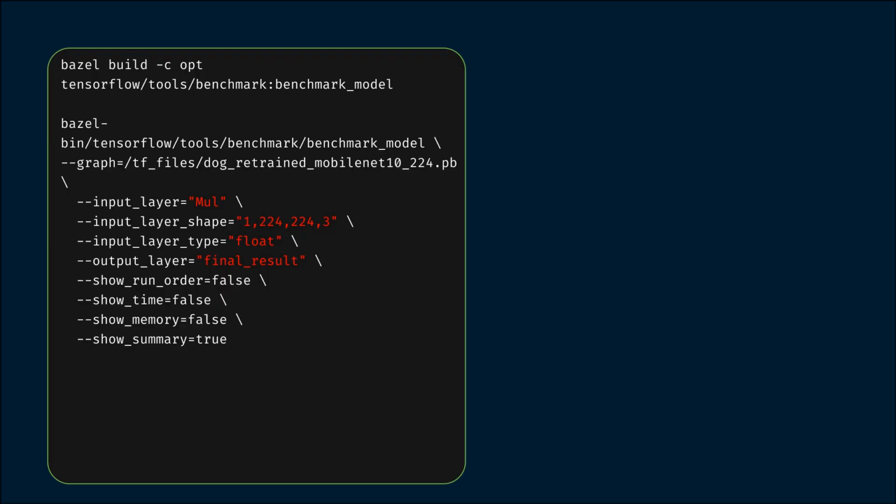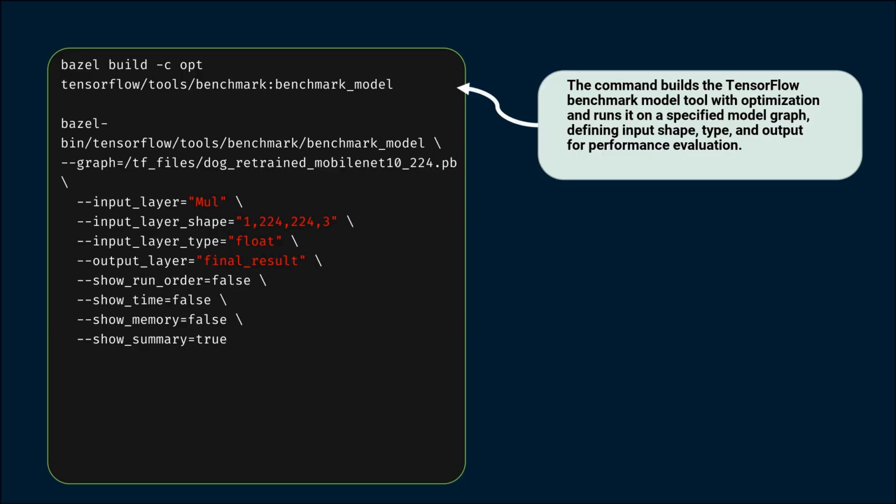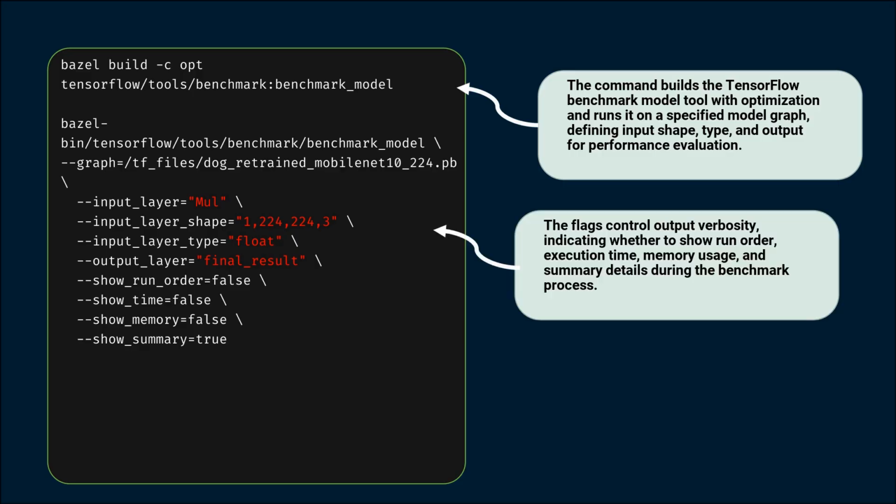Now let's implement the benchmark tool to assess our Mobilenet model's performance. First, we need to build the benchmarking tool using the Bazel build system, specifying the optimized configuration for TensorFlow's benchmark model. This step compiles the necessary dependencies and gives us access to the benchmark tool, which is crucial for evaluating our model's capability in real-world scenarios. Next, we will run the benchmark tool against our newly retrained and quantized Mobilenet model.